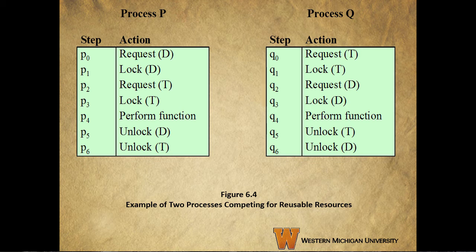a deadlock situation. The reason that we have a deadlock situation is that at step P1, process P locked resource D, and at step Q1, process Q locked resource T. So when process P requests access to T at step P2, it can't get it because process Q has it locked, and when process Q requests access to resource D at step Q2, it can't get it because process P has it locked, so neither process can make any more progress.